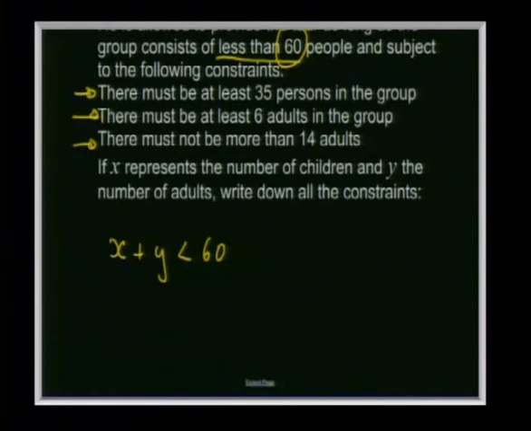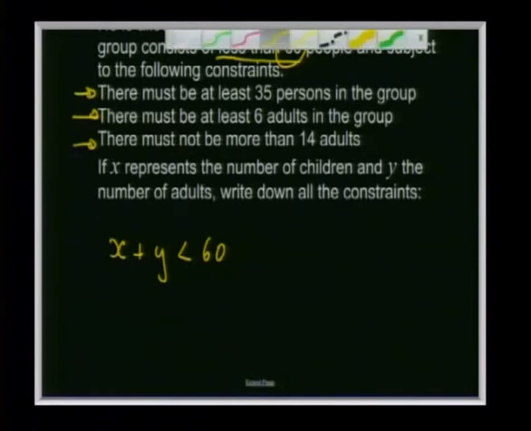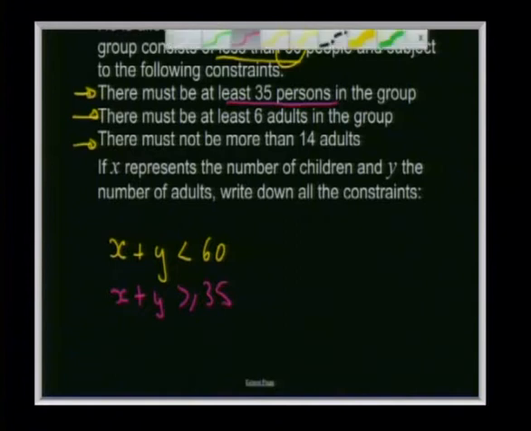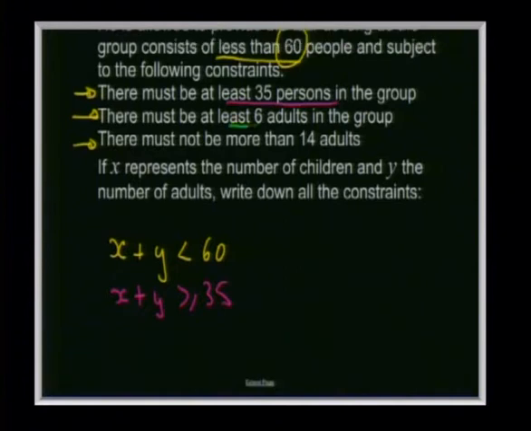Let's look at our next constraint. There must be at least 35 people in the group. At least 35 persons in the group. So x plus y must be bigger than or equal to 35. Second constraint. Let's look for our third one. At least 6 adults in the group. Now, adults is y, so y must be bigger than or equal to 6.